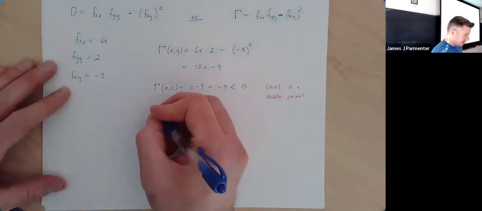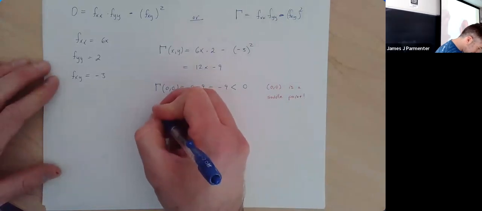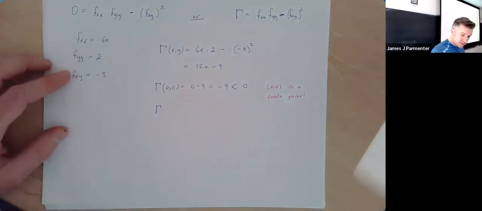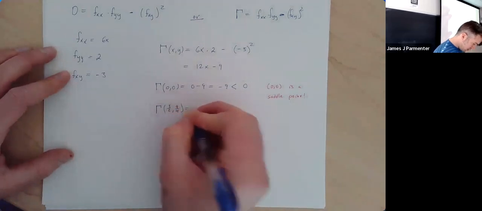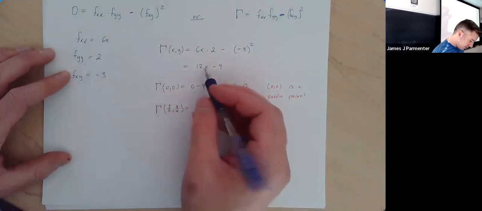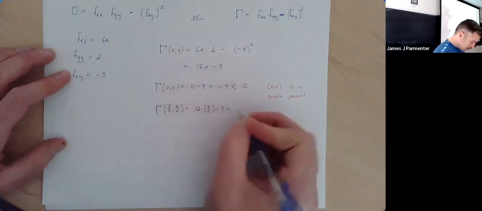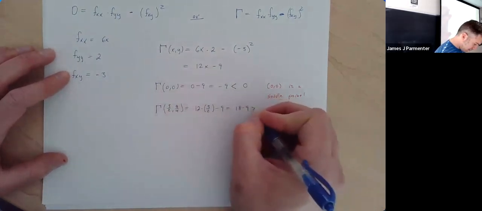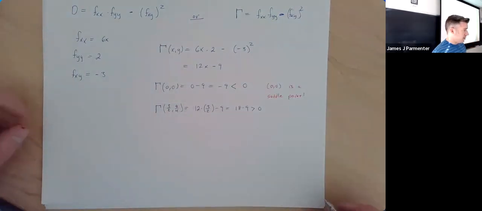And then I'm going to keep saying capital D. I'll try to say gamma, but it's a lot of years of doing it a different way. So capital gamma of my other critical point, 3/2, 9/4. We're plugging 3/2 in for x, and we get 12 times 3/2 minus 9, which is 36 over 2, which is 18, minus 9, which is positive. We don't really care what the value is. We just care whether it's positive or negative.